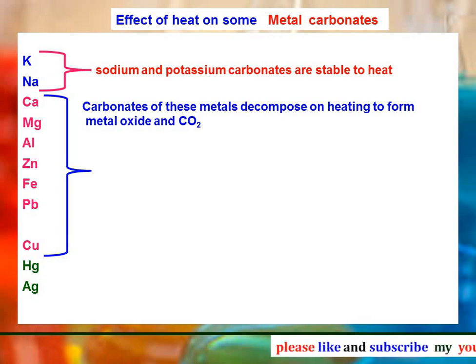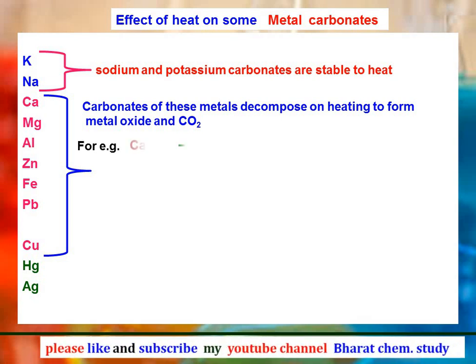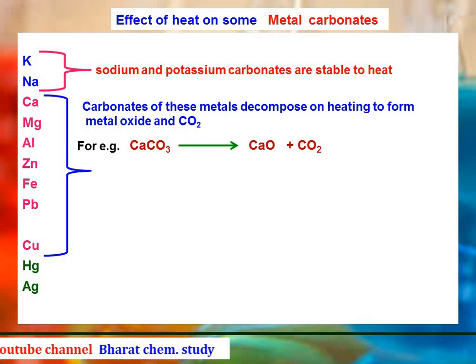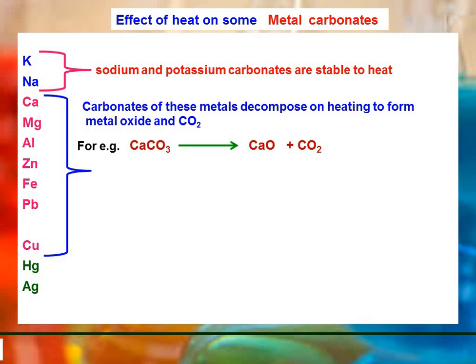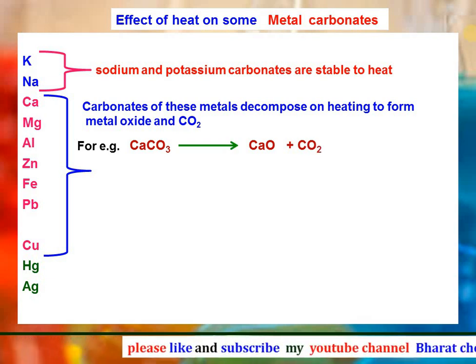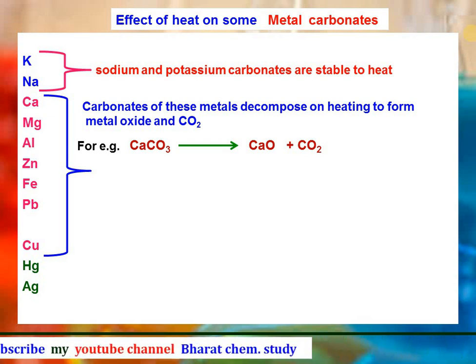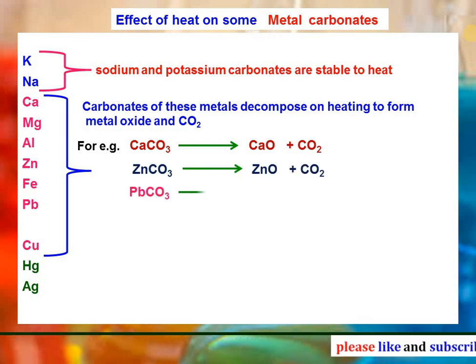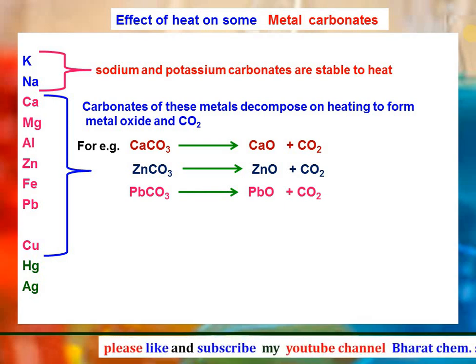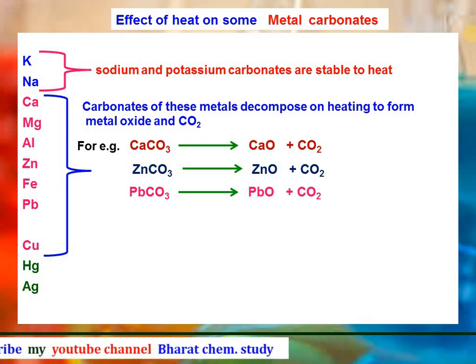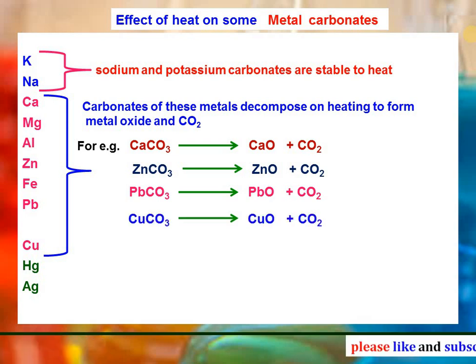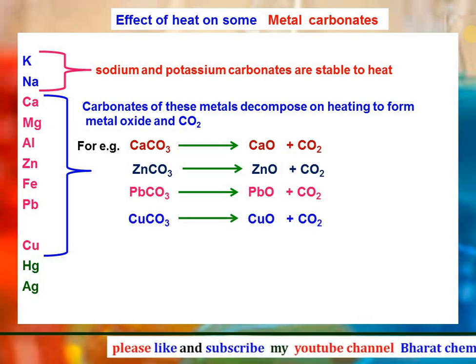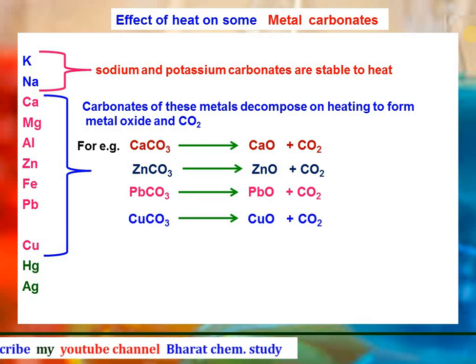So the equation can be written as calcium carbonate on heating decomposes to give calcium oxide plus carbon dioxide. Now if we take the metal carbonate of zinc, it will also decompose to give zinc oxide plus carbon dioxide. Similarly, lead carbonate on decomposing gives lead oxide plus carbon dioxide. Copper carbonate also on decomposing gives copper oxide plus carbon dioxide.